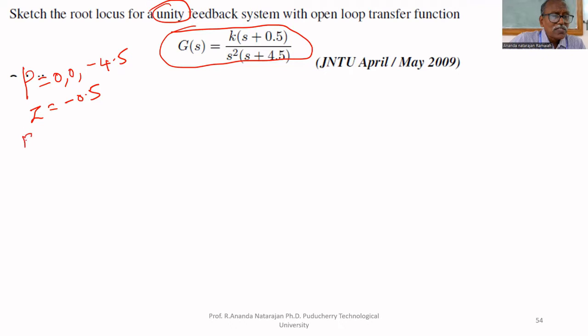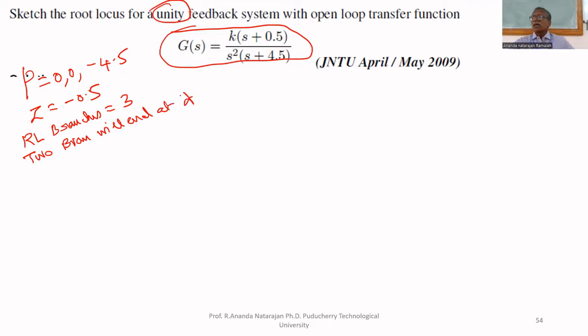So, number of root locus branches equal to 3. Two branches will end at infinity. Why? N minus M branches will end at infinity. N equal to 3, M equal to 1. Therefore, 3 minus 1, 2 branches will end at infinity.